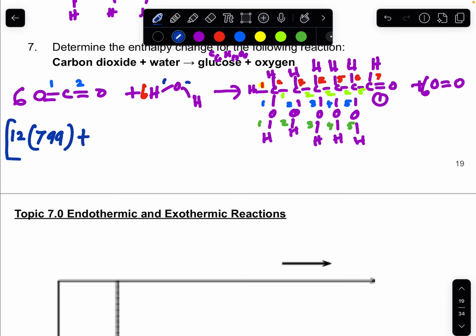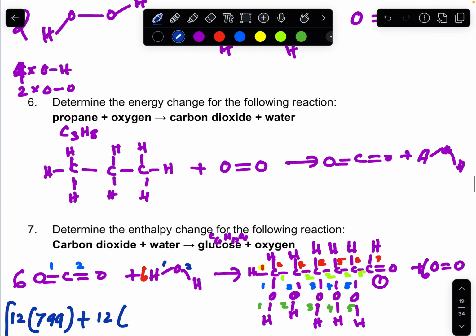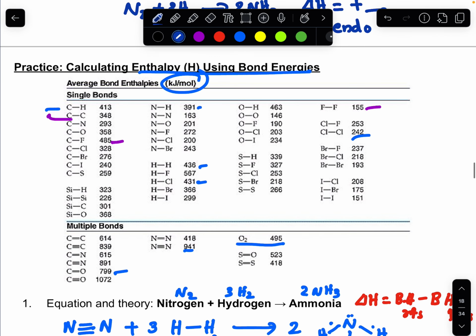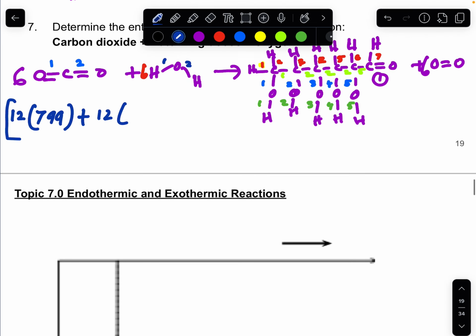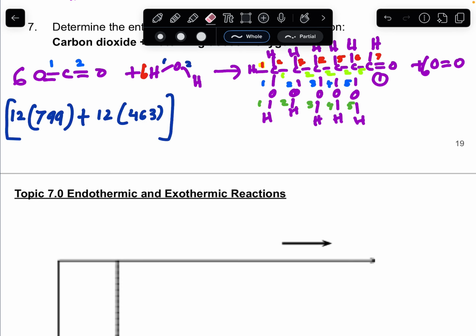Then 6, there is 2 OH bonds. 6 times 2 is again 12 times OH. How much is OH? So let's go find OH value, which is 463. Okay, so OH is 463. So multiply and add, then subtract. Okay, you have to subtract. You are going to add a minus symbol, minus, then start a parenthesis.